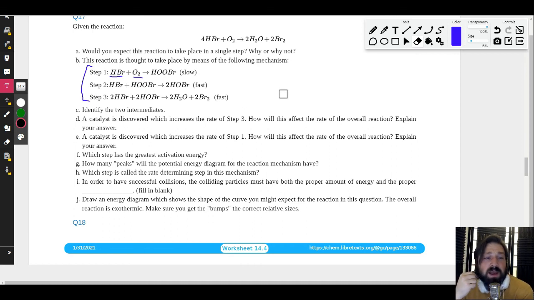All right. Identify the 2 intermediates. The 2 intermediates, what you can do is the same thing as before. If it's on the reactants and products, they're going to cancel. So there's one intermediate, HOOBr, and then these 2 HOBrs. And there you go. So if a catalyst is discovered for step 3, will this affect the rate?